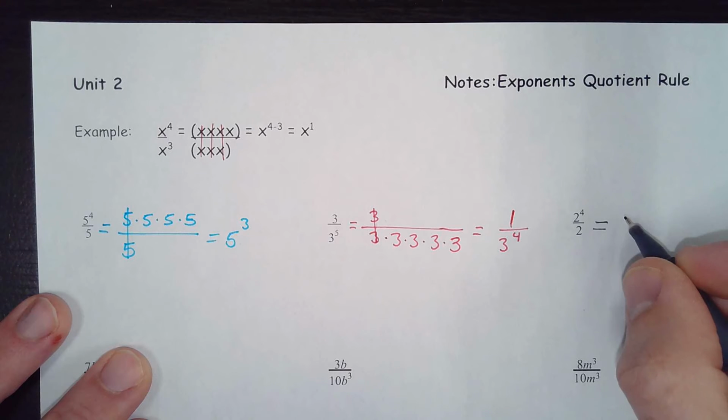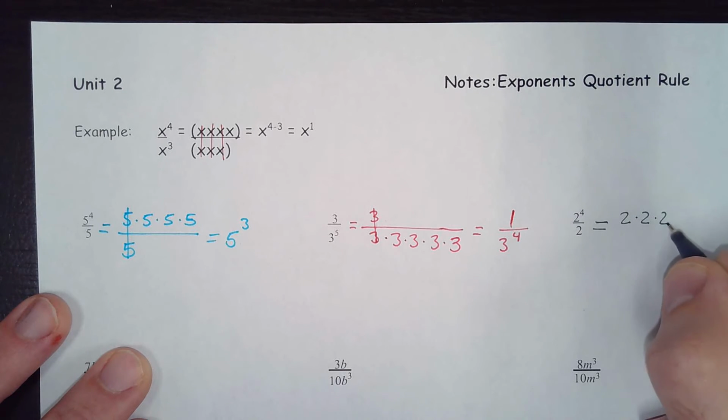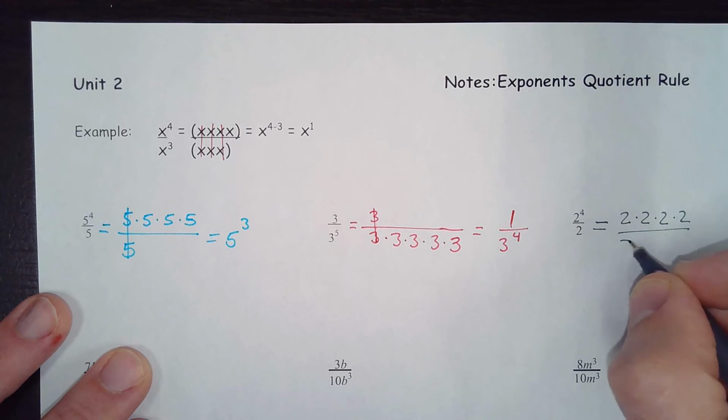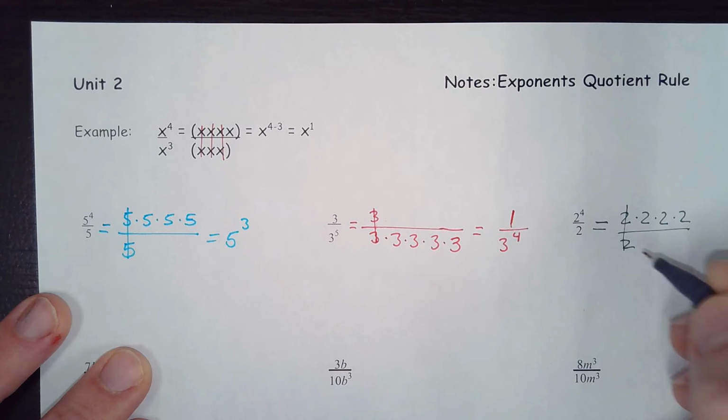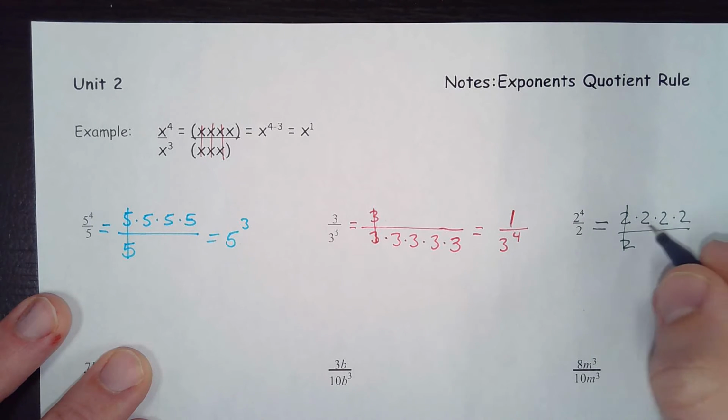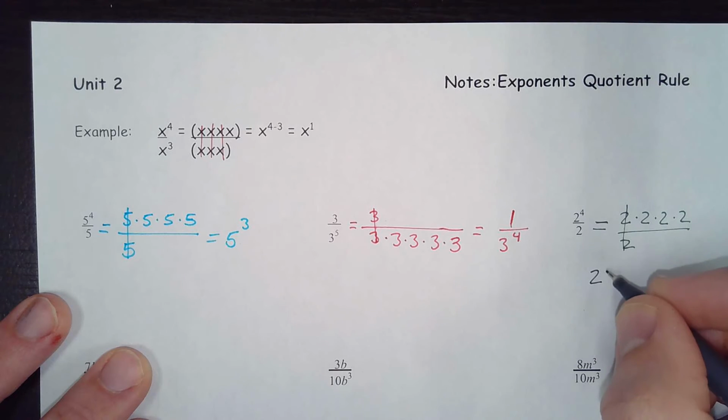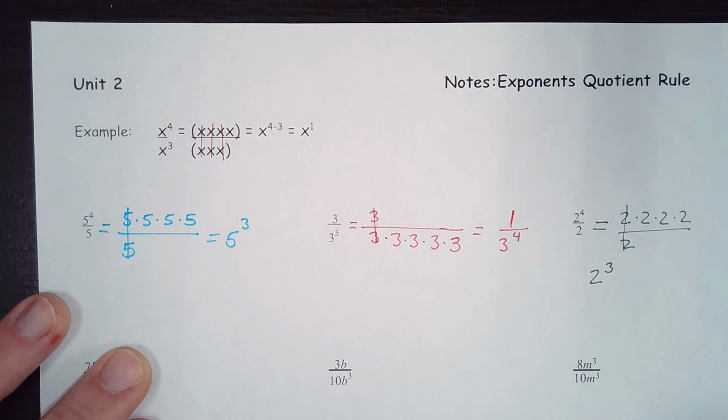All right, 2 to the fourth. 2 times 2 times 2 times 2, all that divided by 2. We can cancel 1 out, and we're left with 3 2s on our numerator, or just 2 to the third.